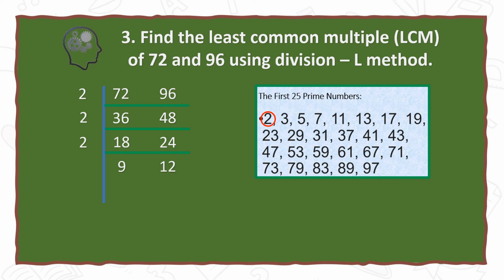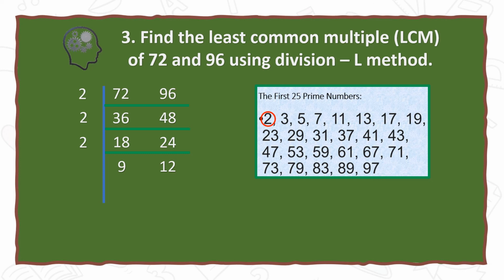Again, we always start from the smallest prime number. And if the smallest prime number is not applicable as the divisor, go to the next. Is it 3? Is it 5? Is it 7? Is it 11? Again, take note that you can use any prime number as long as it is divisible into 2 or 3 or 4 numbers from the given whole numbers. At least 2. All right?